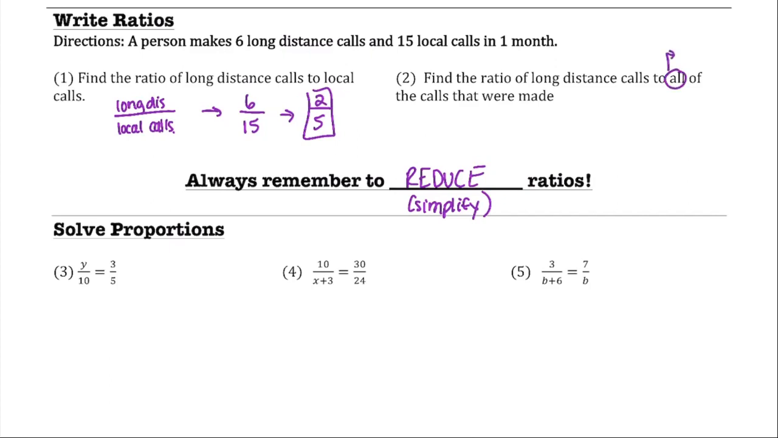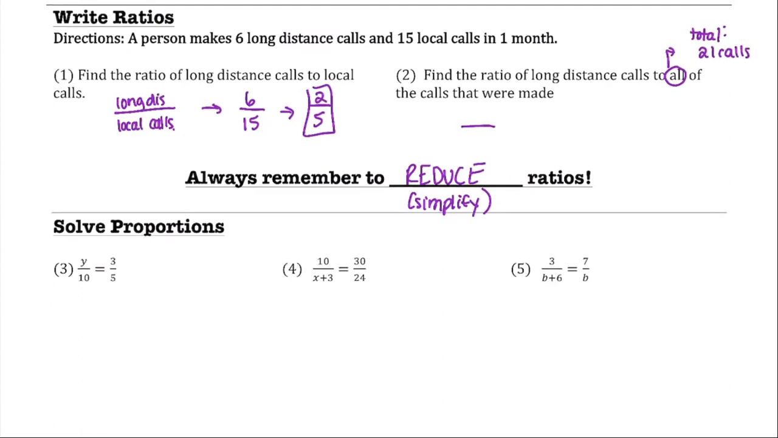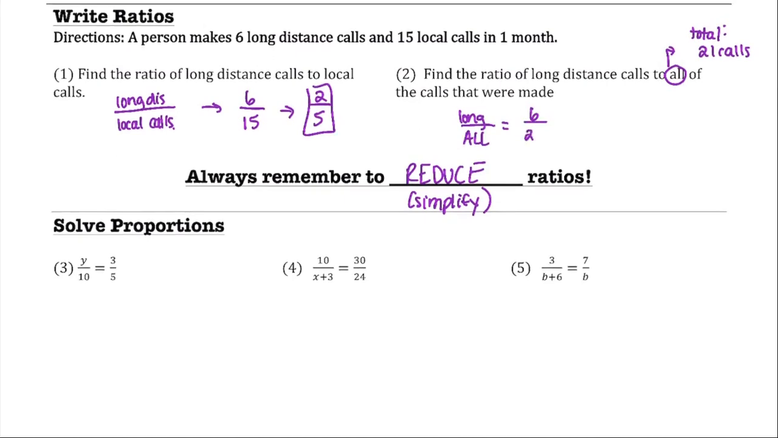So if we find all of our calls, it might help to know how many total calls were made. Well, if I take 6 long distance plus the 15 local, there's a total of 21 calls that were made. So if my job is to find the ratio of long distance calls to all the calls that were made, well, there's, in this case, 6 long distance calls, and we found out that there's 21 calls in total. So again, 6 over 21, we want to check to see if this reduces.